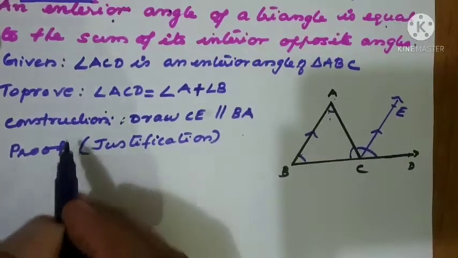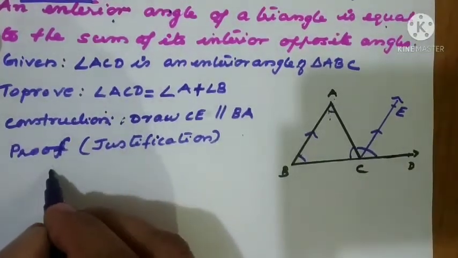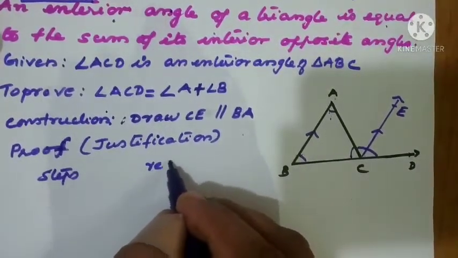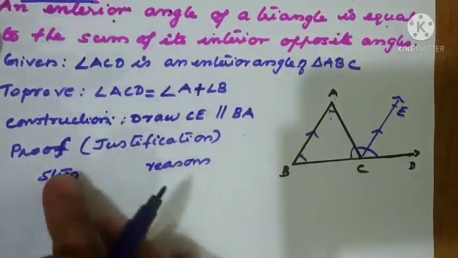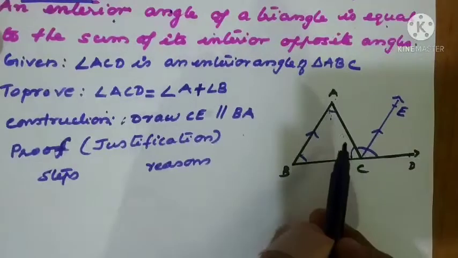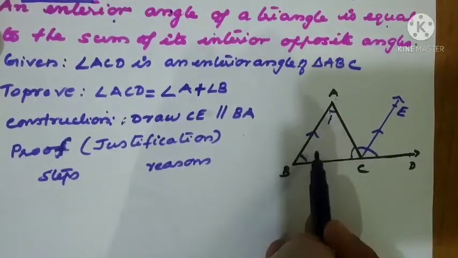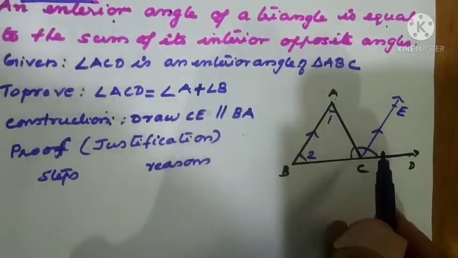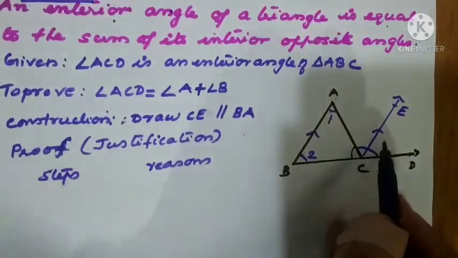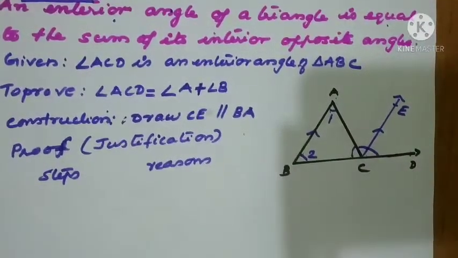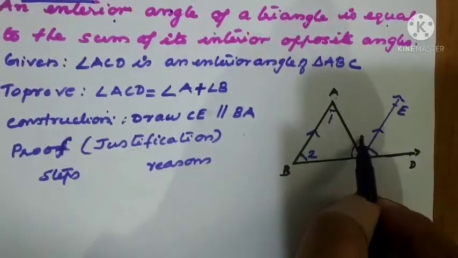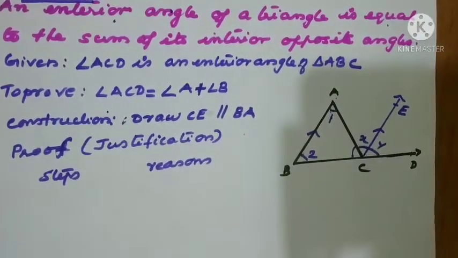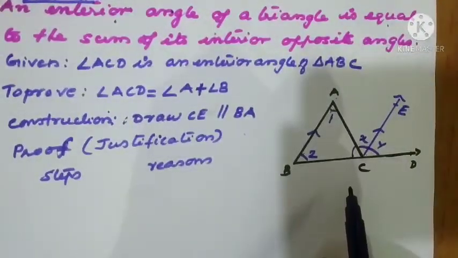Now proof, I already told, has two parts. Which are the two parts? One is the steps, whatever steps you are putting forward. Whenever you write a step, it must have a reason. That is why proof is divided into two parts. What is the first step? I'll mark the angles here as angle 1, angle 2 and angle 3, and we are not using that one. After drawing CE you can see that it is divided into two, so here I will mark one as X and this one as Y. Got it?